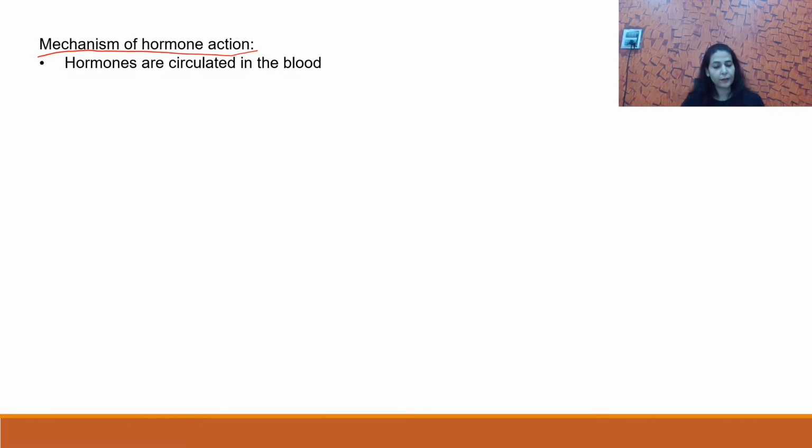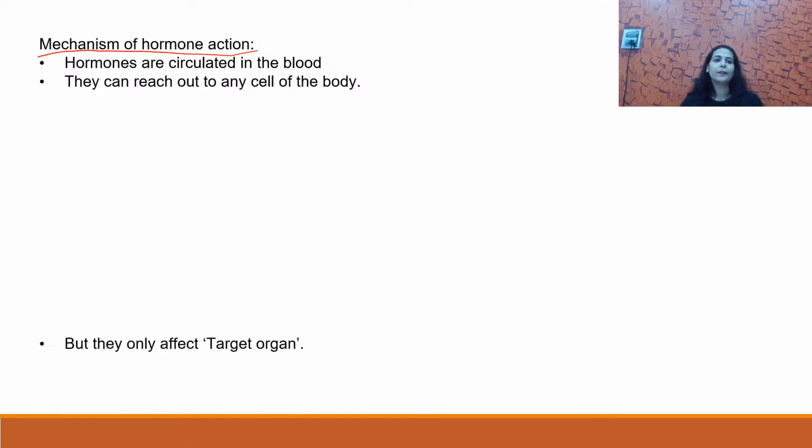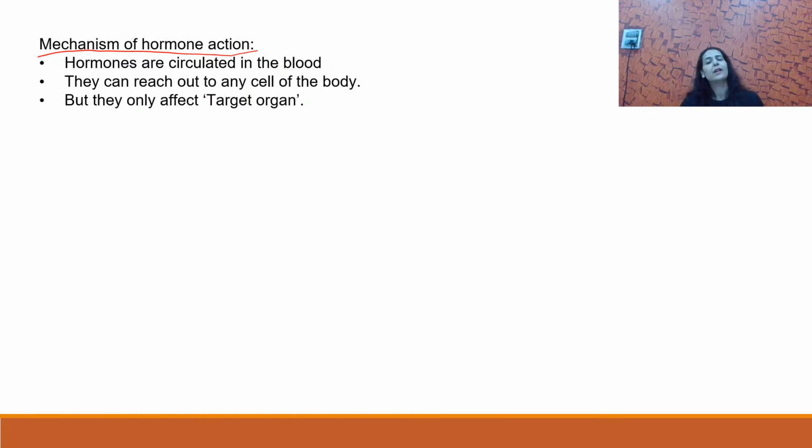Okay. Hormones are circulated in the blood. They can reach out to every cell of the body, but they only affect target cells. Why? I've given you three statements in front of you, and you know them. So suppose if this is pituitary, pituitary has produced, or not actually growth hormone, we'll say TSH to be really precise. TSH is thyroid stimulating hormone.